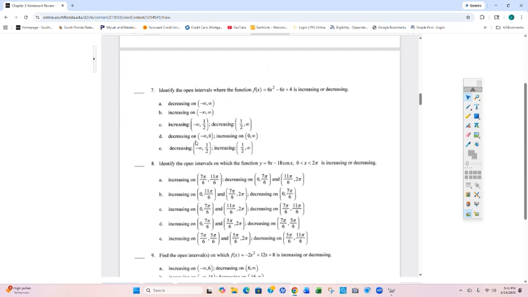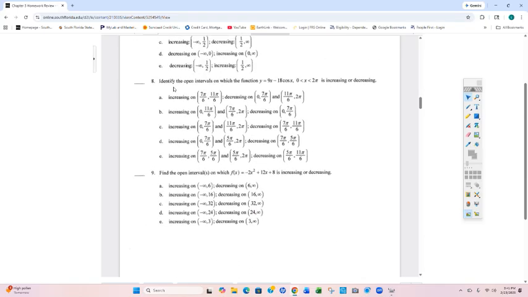D, decreasing on the interval -infinity to 0, increasing on the interval 0 to infinity. E, decreasing on the interval -infinity to 1/2, increasing on the interval 1/2 to infinity. The correct answer is E, and that is from section 3.3.